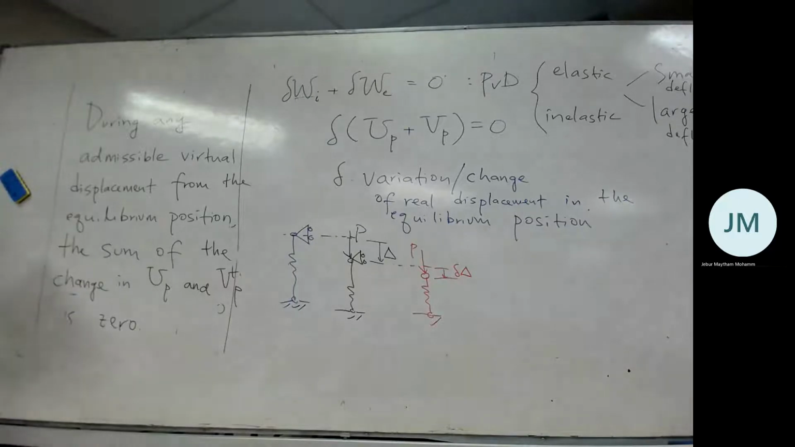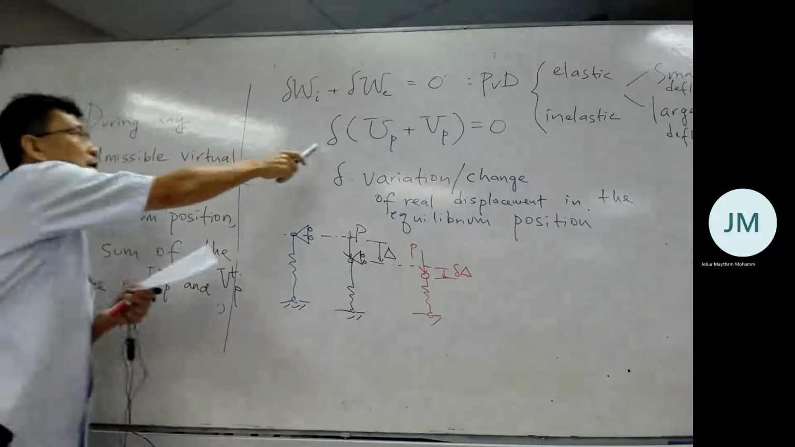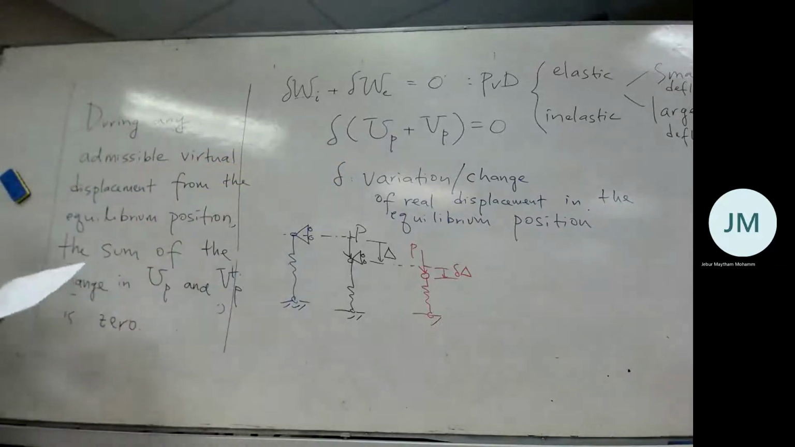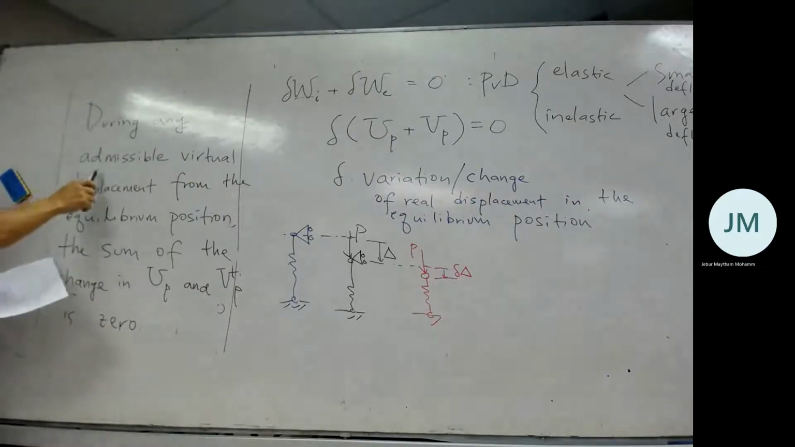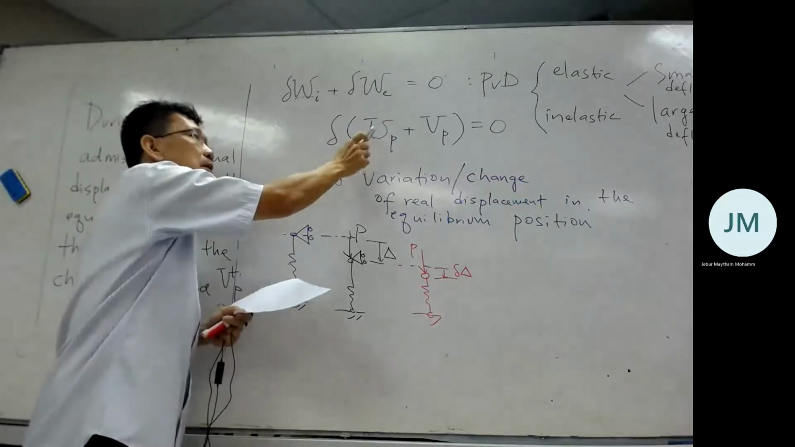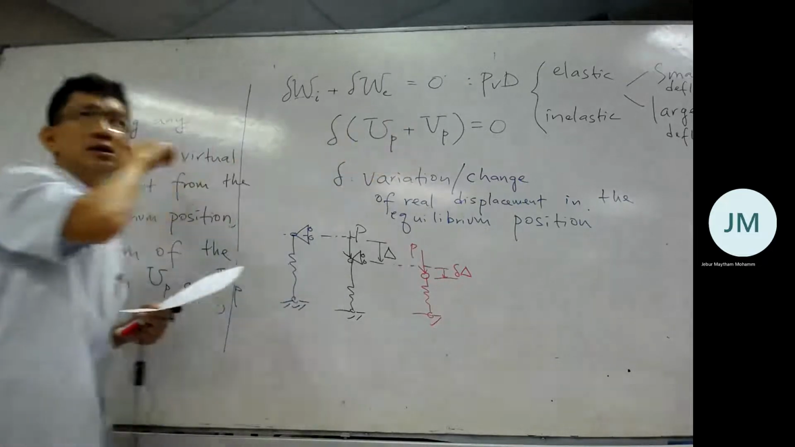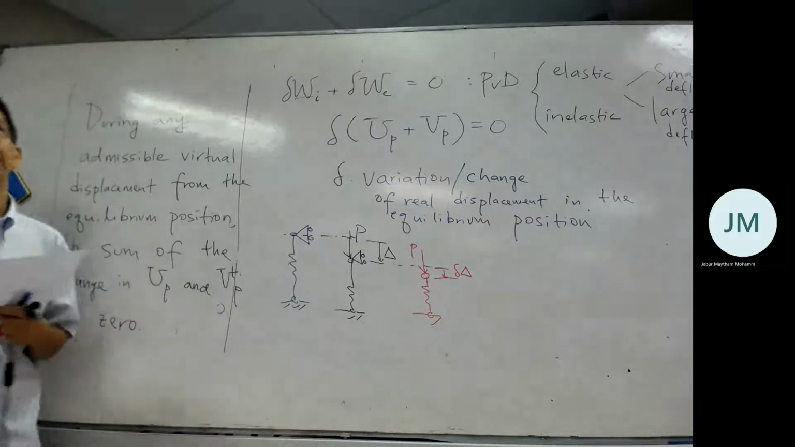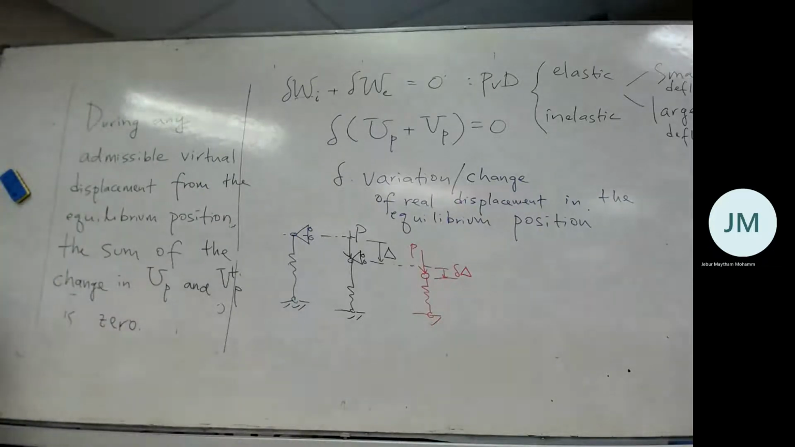So we are talking about equilibrium. Why we have a change of the sum of this is because you give the system a virtual displacement. If you give the system a virtual displacement which is kinematically admissible, then the change of the sum of strain energy and potential energy of external work must be equal to 0. So that is the meaning of that statement.